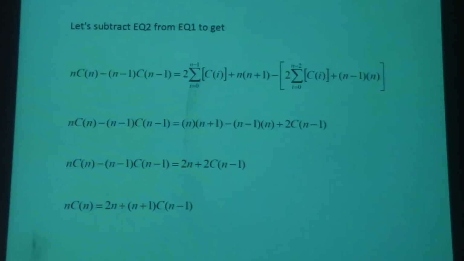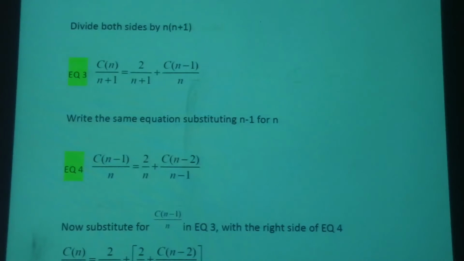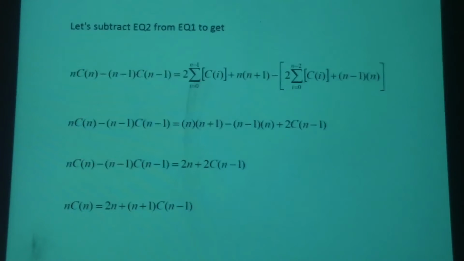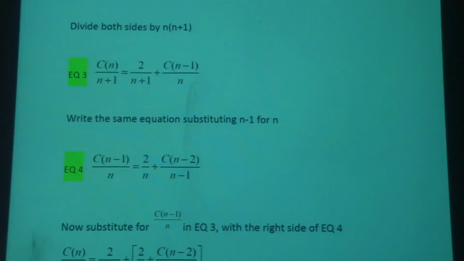Okay, so we're going to choose, and again, it's not a trivial one, that's why I'm going through it, to divide both sides by n times n plus 1. Notice that here we have n as a factor, here we have n as a factor, and here we have n plus 1 as a factor. So we're going to divide by the common denominator of those two, which is n times n plus 1. So that's going to give us c of n over n plus 1 equals 2 over n plus c of n minus 1 over n. And that's what we get here.